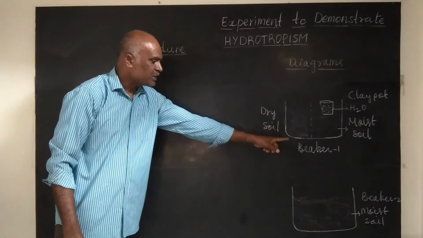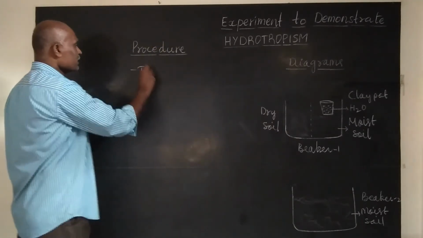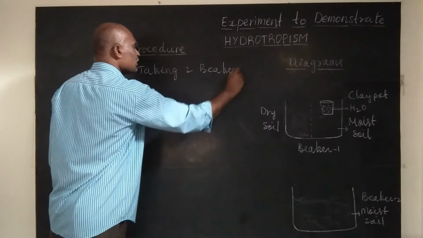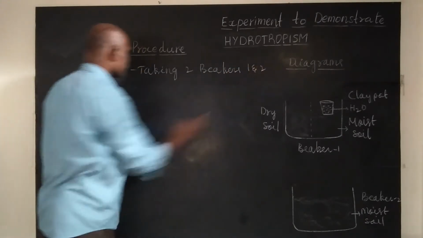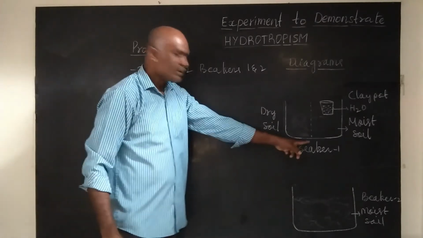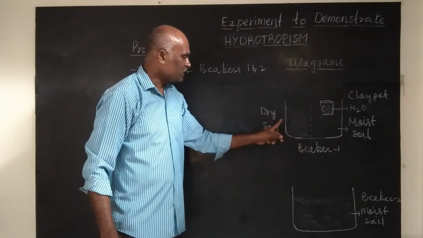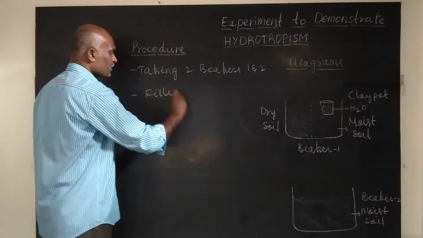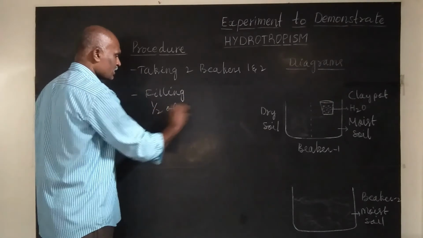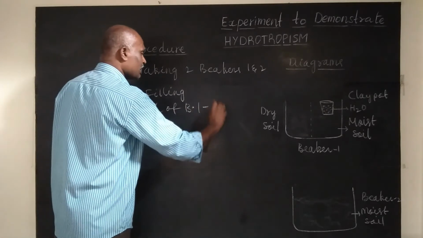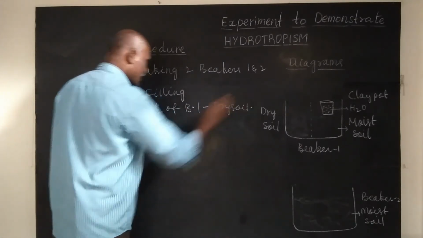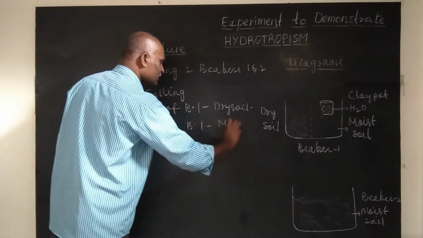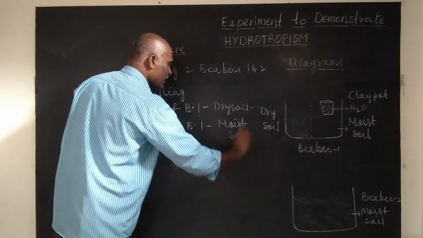Take 2 beakers, beaker 1 and beaker 2. Fill half of beaker 1 with dry soil, and the remaining half of beaker 1 should be filled with moist soil, as shown in the diagram.